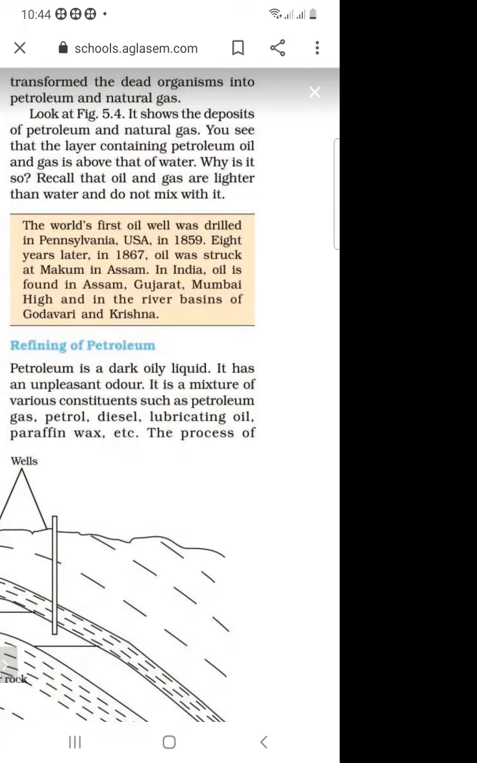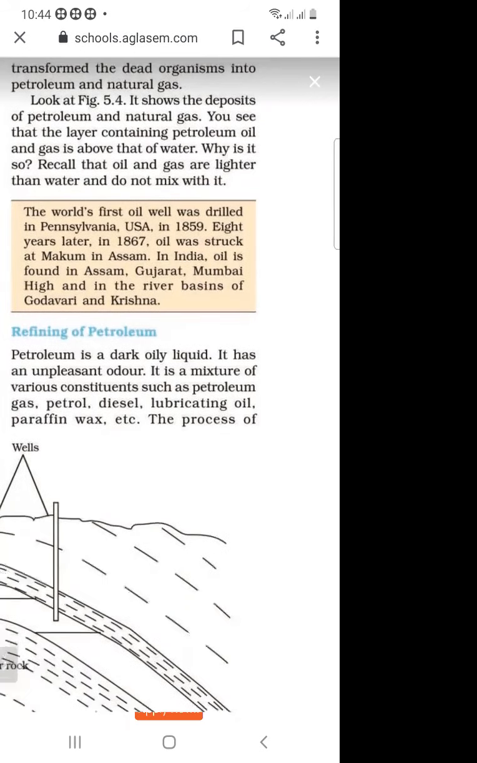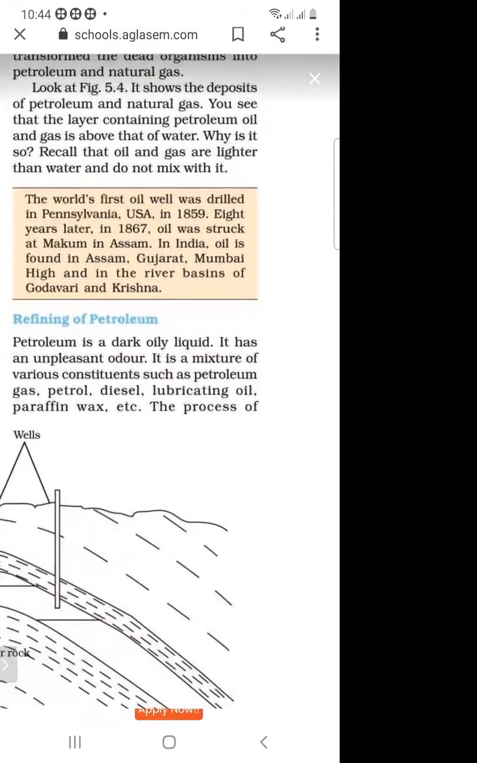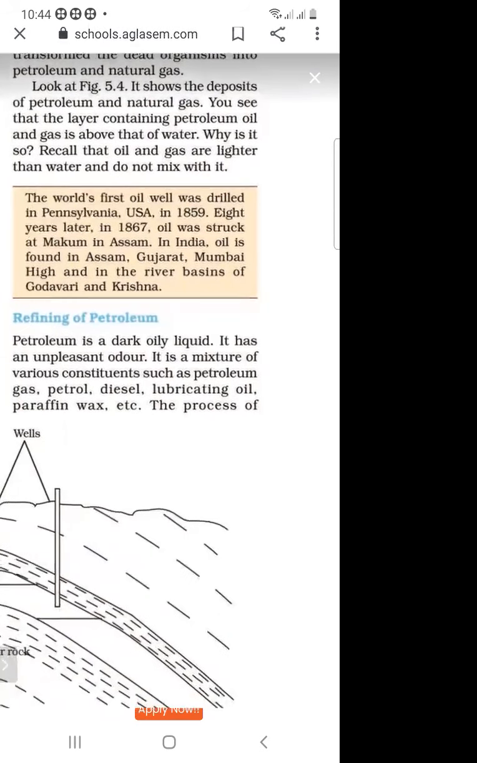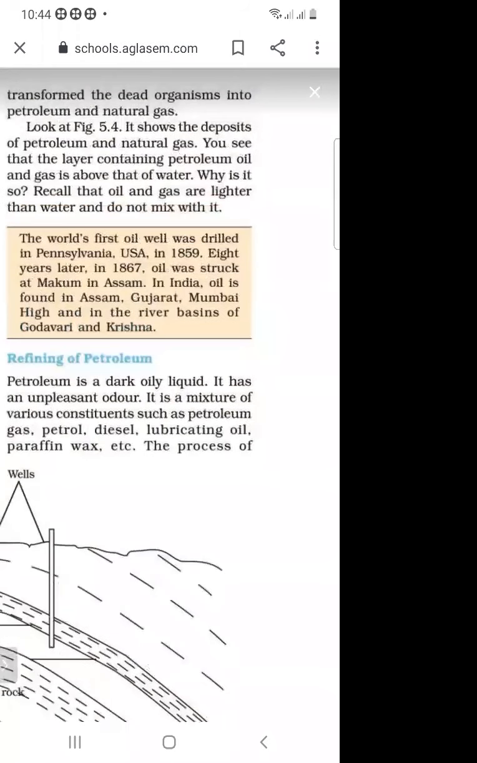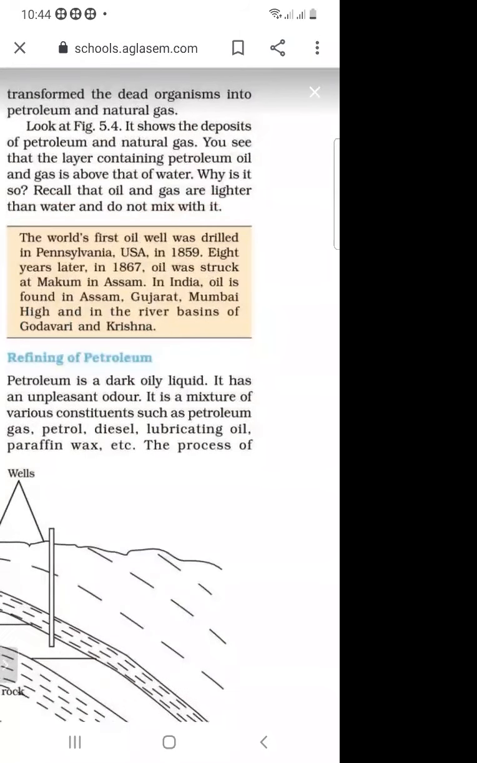And where is oil found? In India: Assam, Gujarat, Mumbai High, and the river basins of Godavari and Krishna. So these are the locations in India where oil is found.